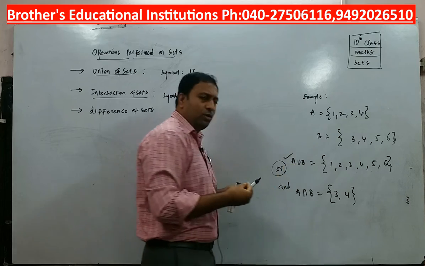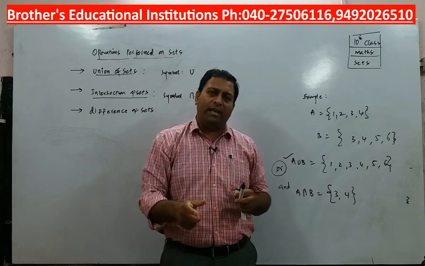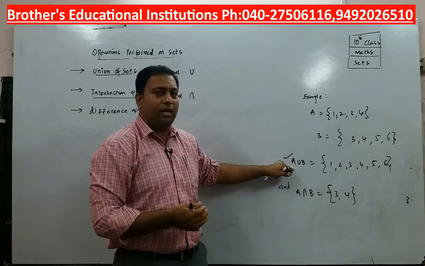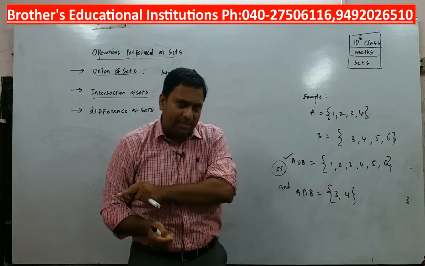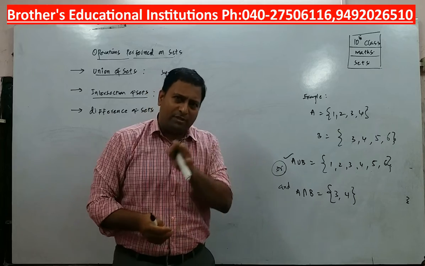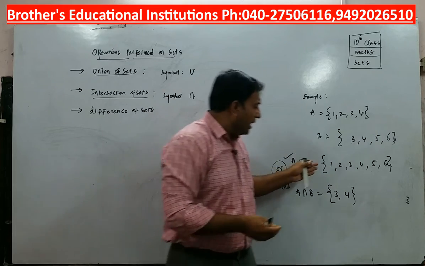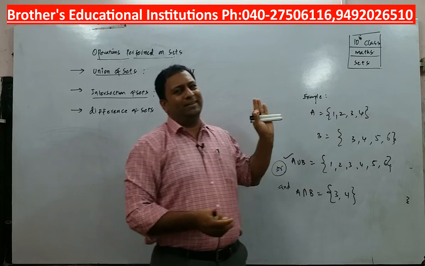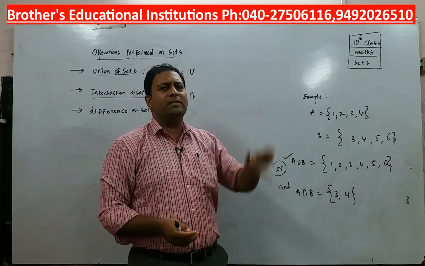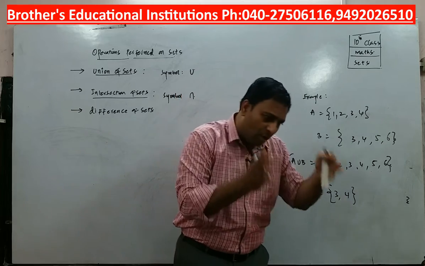Again I repeat the two definitions. Please listen and note down very carefully. The first definition is union of sets. The union of two sets A and B is defined as a set containing elements that are in A or in B, and the elements being written only once. This also you have to mention.